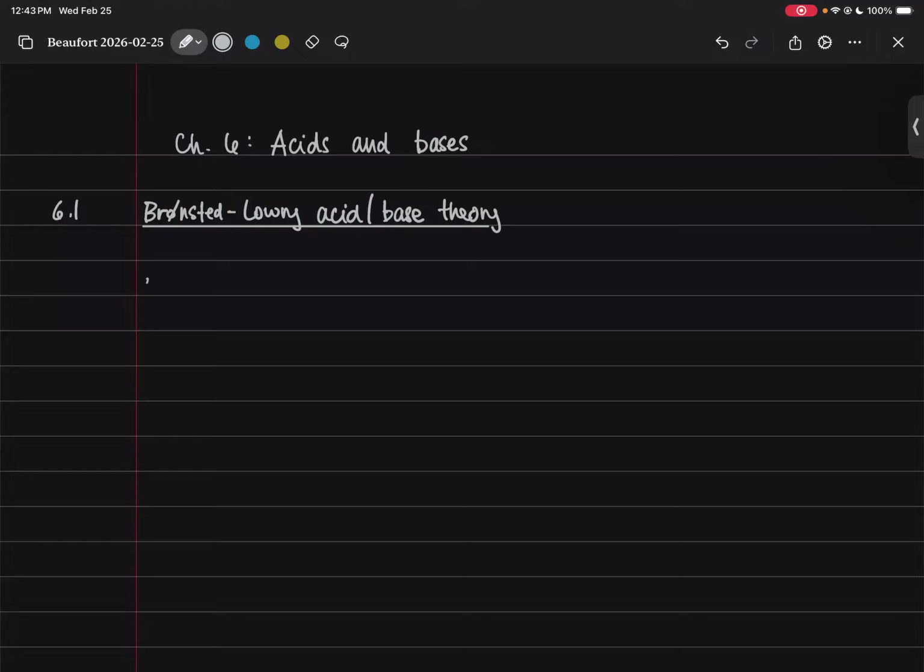So, what are the Bronsted-Lowry definitions of an acid and a base? Well, an acid is a proton, what? Acceptor or donor? Acid is a proton donor, and then the base is a proton acceptor.